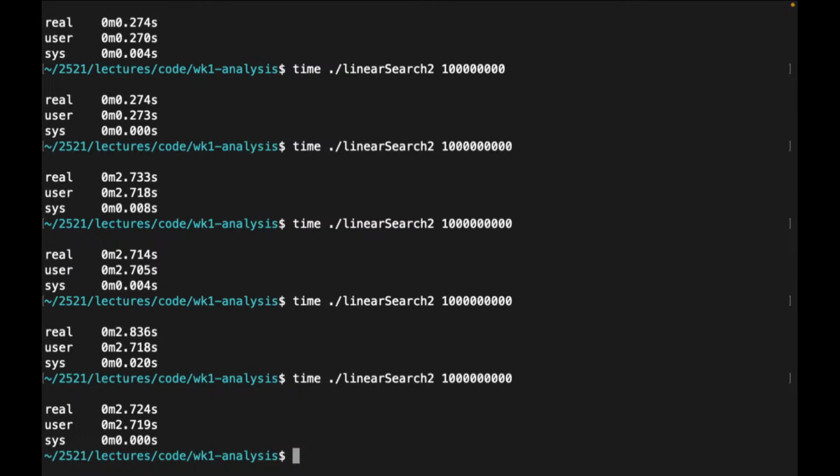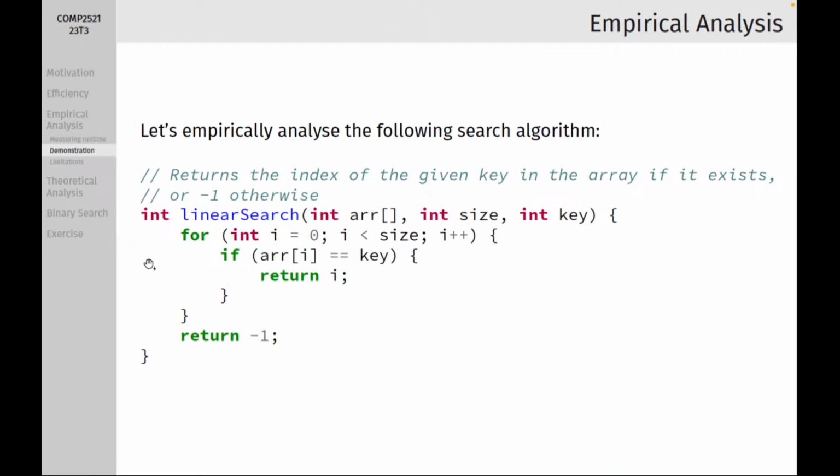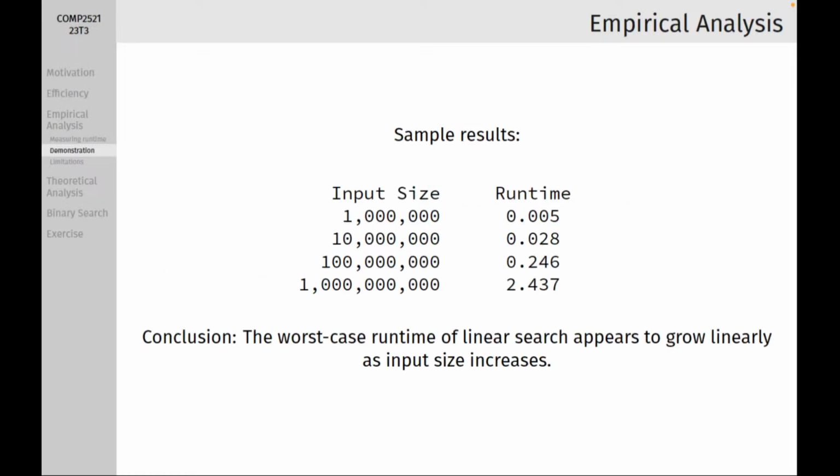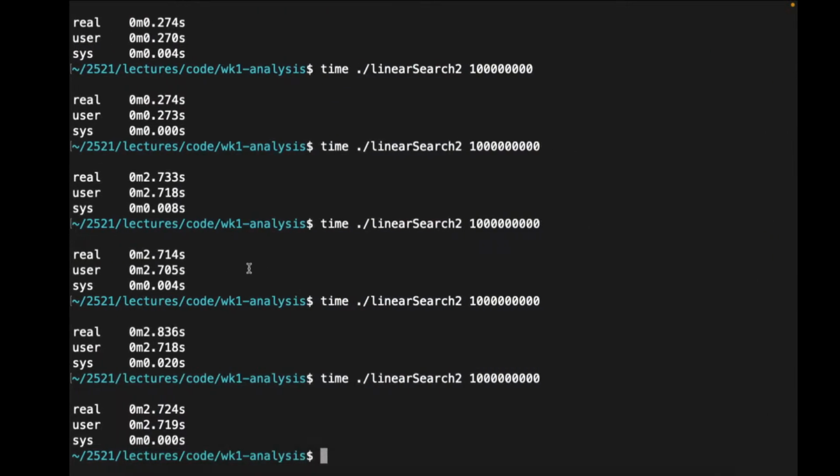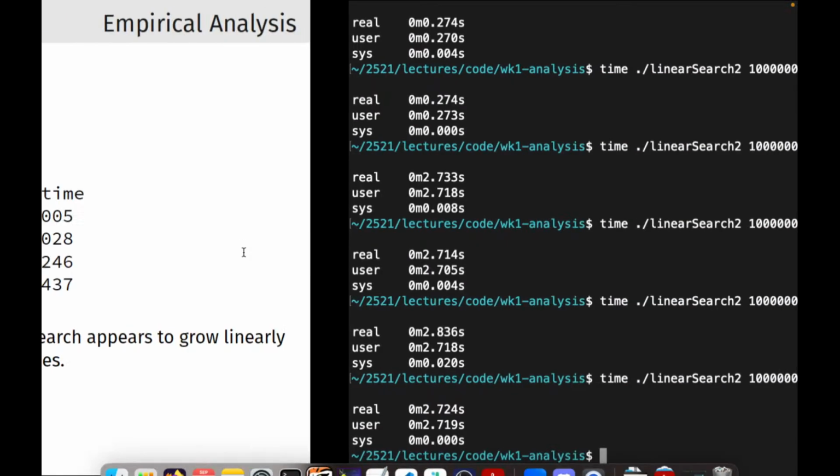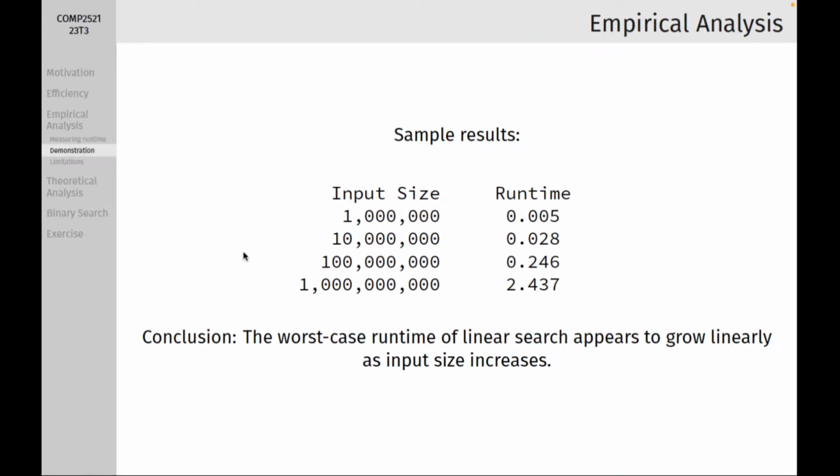I ran all of this before the lecture, and I've got some of the results here. Let's see if they're similar. It looks like at the moment it's running a bit slower than when I did it before. That's okay though. So what is the trend here? The trend seems to be a linear trend, because if we look at when we increase the input from 10 million to 100 million, for example, we're multiplying the input size by 10.